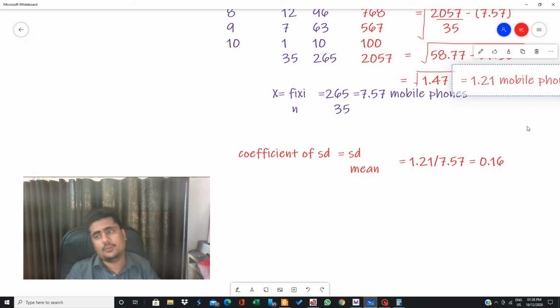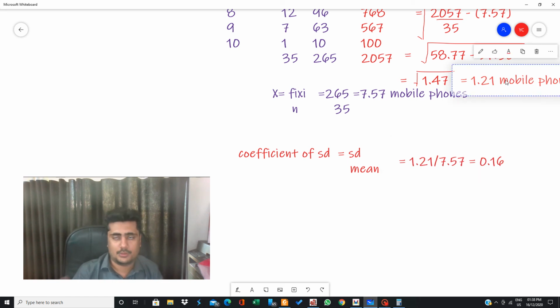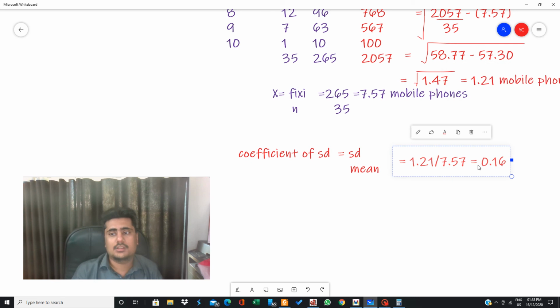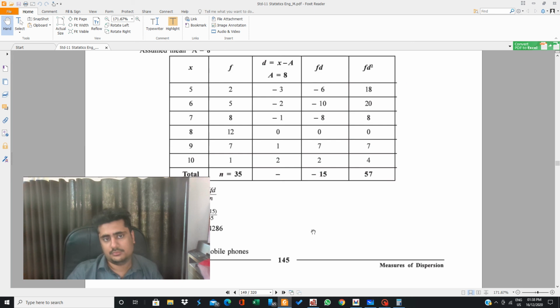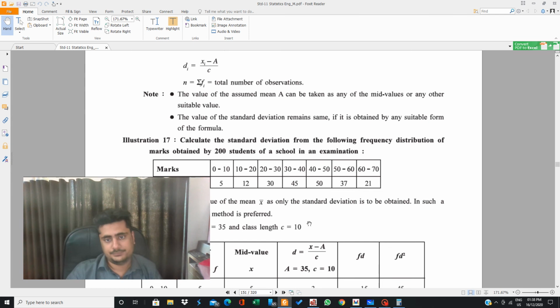This is not in mobile phones obviously. In this kind of units you cannot write at the end of the coefficient, because the coefficient is a relative measure and it is always unitless. I taught you two types of measures, absolute and relative. This is known as an absolute measure because it has a unit. This is known as a relative measure. It does not have any kind of unit. It's 0.16. There is no abbreviation used after that 0.16.